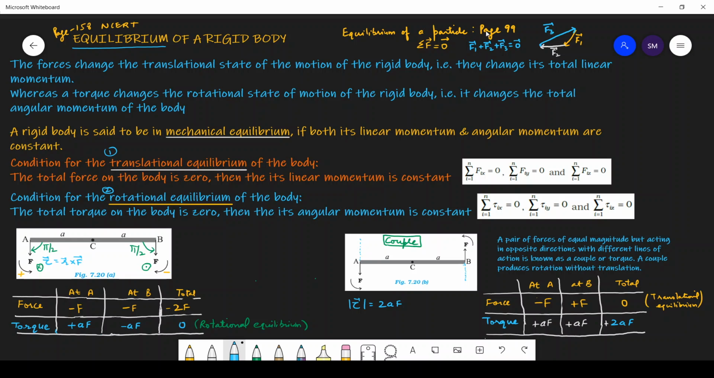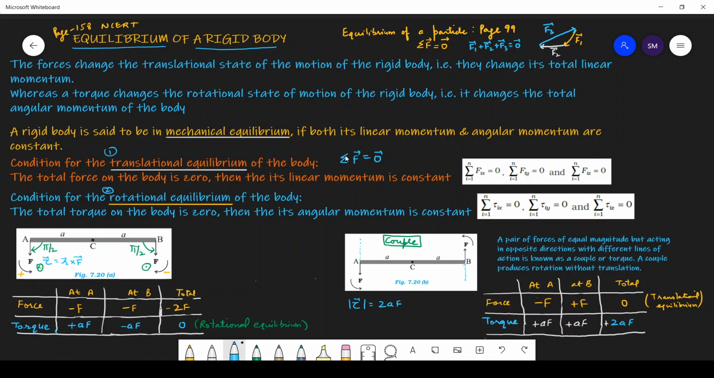On page number 99 in NCERT there is a topic, equilibrium of a particle. So for translational equilibrium, I want the net external force acting on the particle, acting on the body. Here we are talking about a rigid body, there we were talking about a particle. So the net external force acting on the rigid body must be 0.